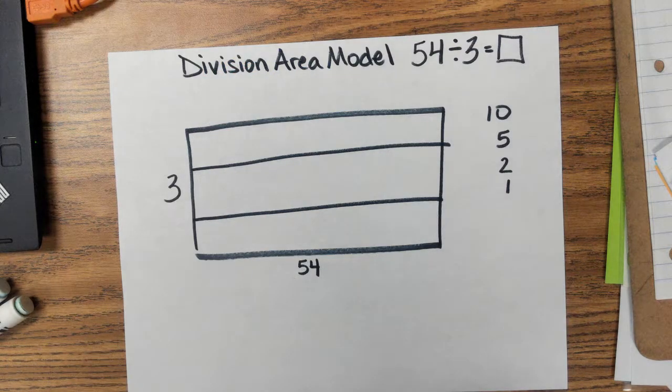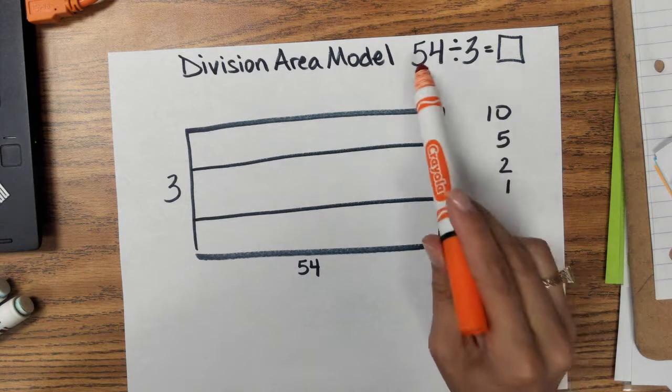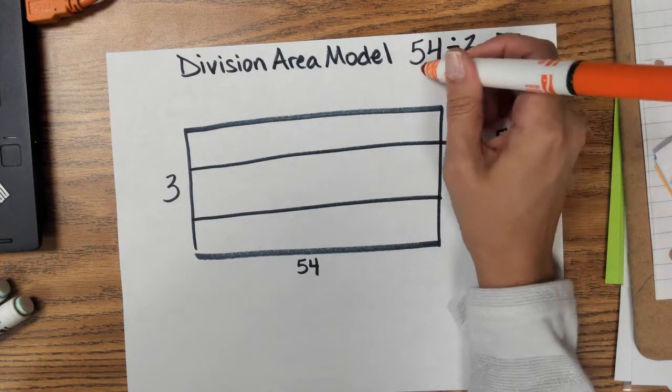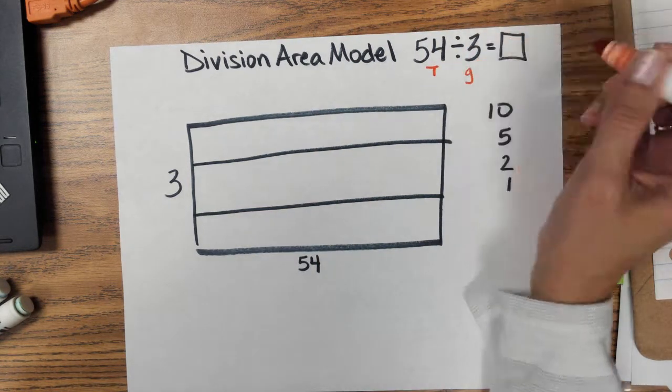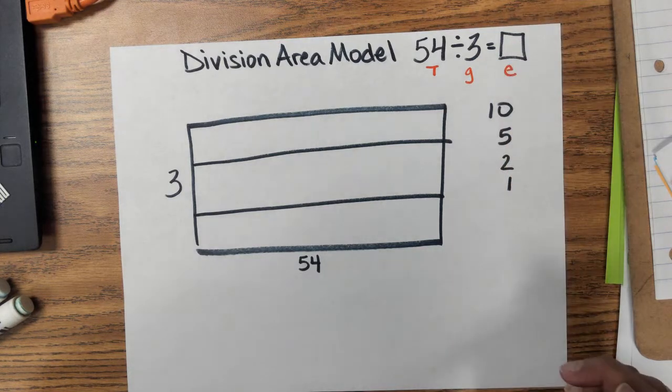Okay, so I have a second problem here. Set up 54 divided by 3. So again, 54 is the total. We're going to use 3 as the groups, and we are trying to find what is in each group.